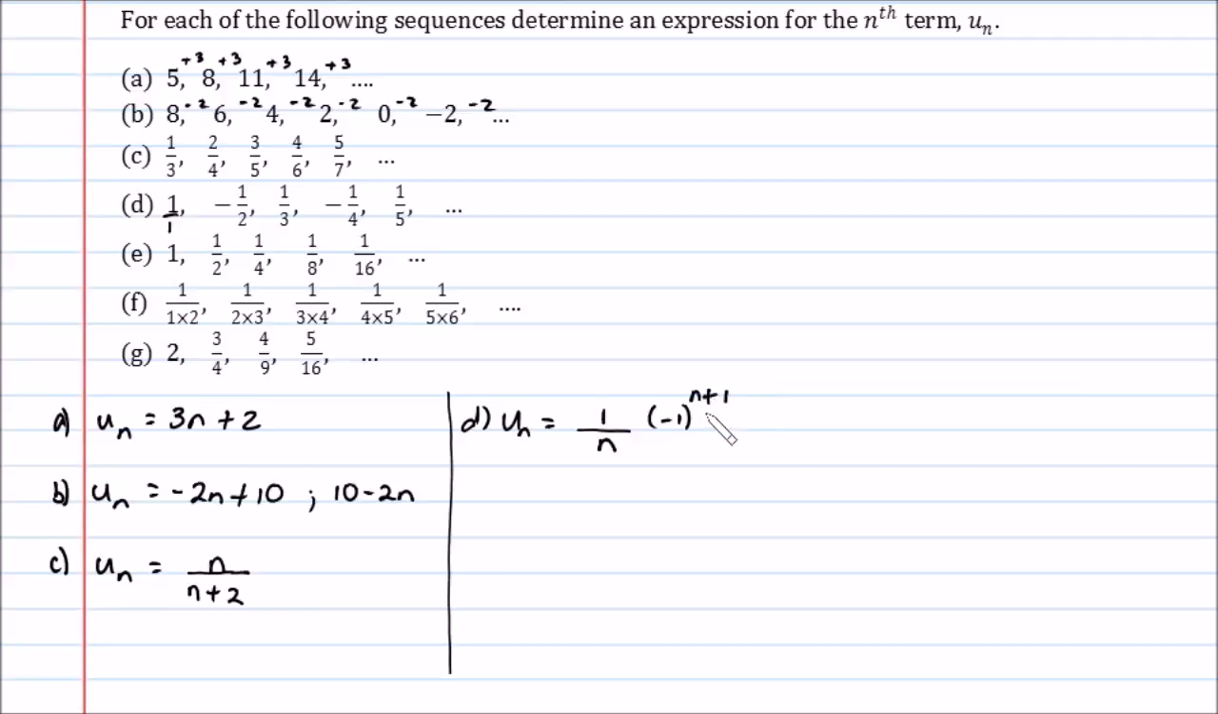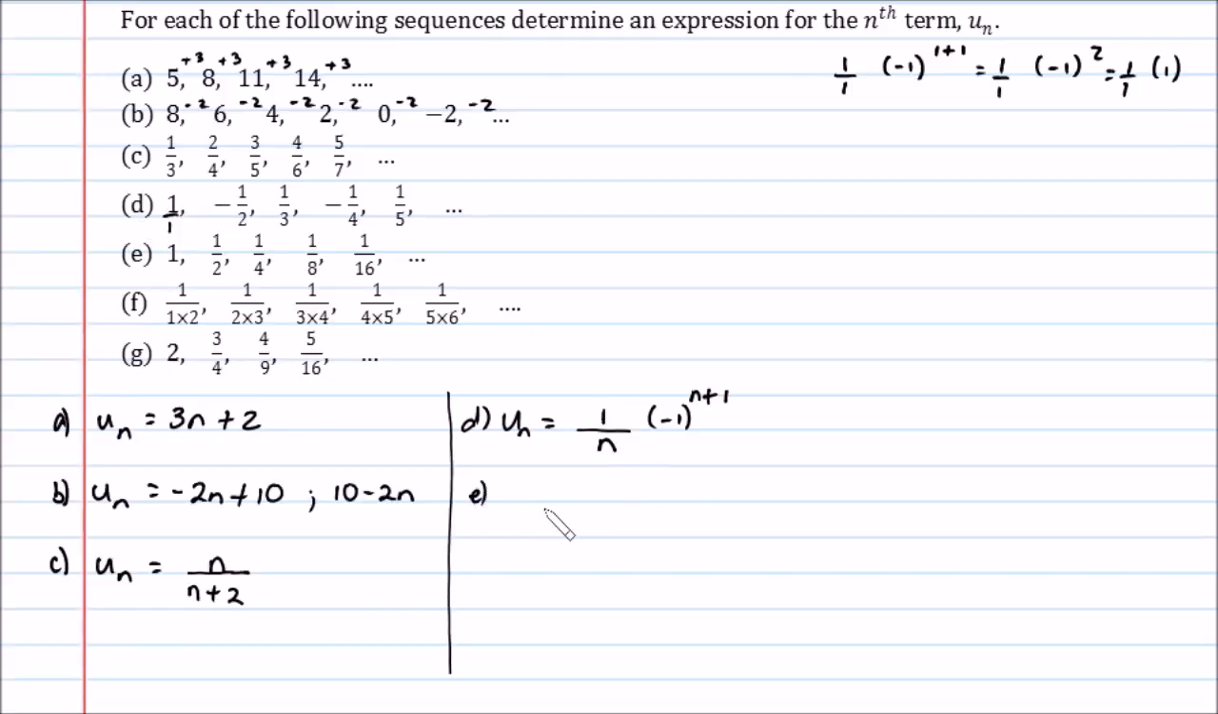Now let's check. N, which is 1, 1 plus 1 is 2. Negative 1 squared would give me 1, which means then that my first term is positive. So just let me write it up here so you see. 1 over 1, negative 1 to the power 1 plus 1, if I use n plus 1. 1 over 1 times negative 1 squared, which is 1 over 1 times 1, which is 1, which is what we have. So this would be my expression for my nth term for D.